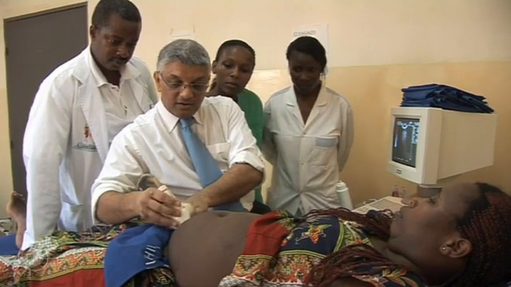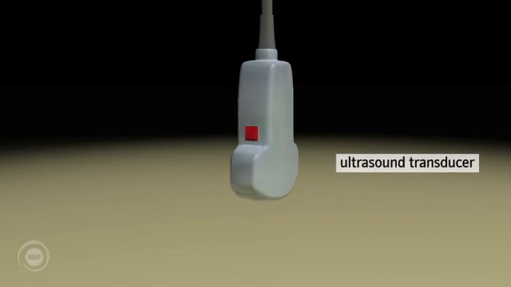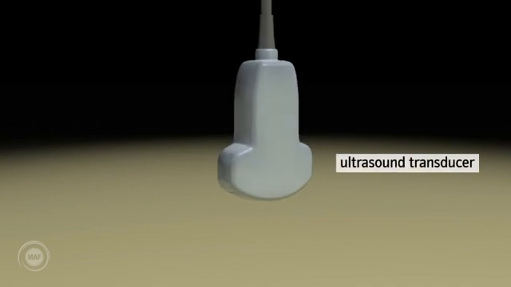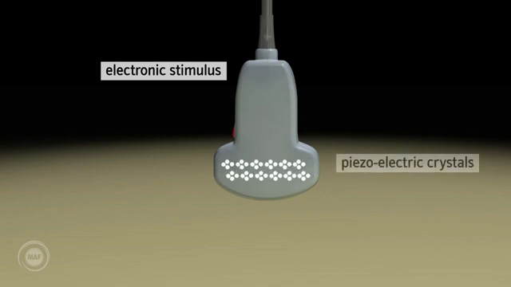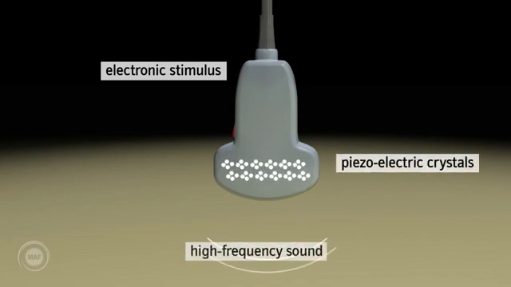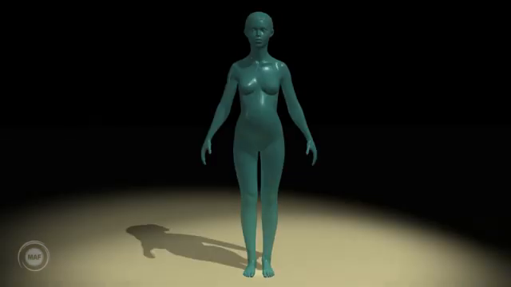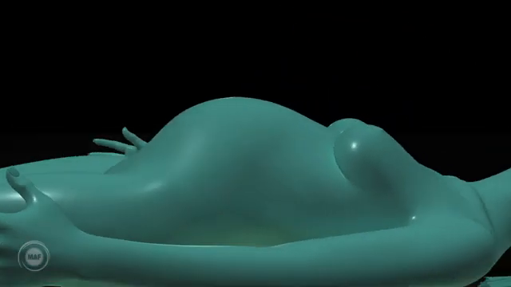Ultrasound is high-frequency sound above the range of human hearing. An ultrasound probe houses the ultrasound transducer, which is made up of piezoelectric crystals. Ultrasound is generated by the passage of an electronic stimulus through the piezoelectric crystals, which then vibrate and a high-frequency sound is emitted.